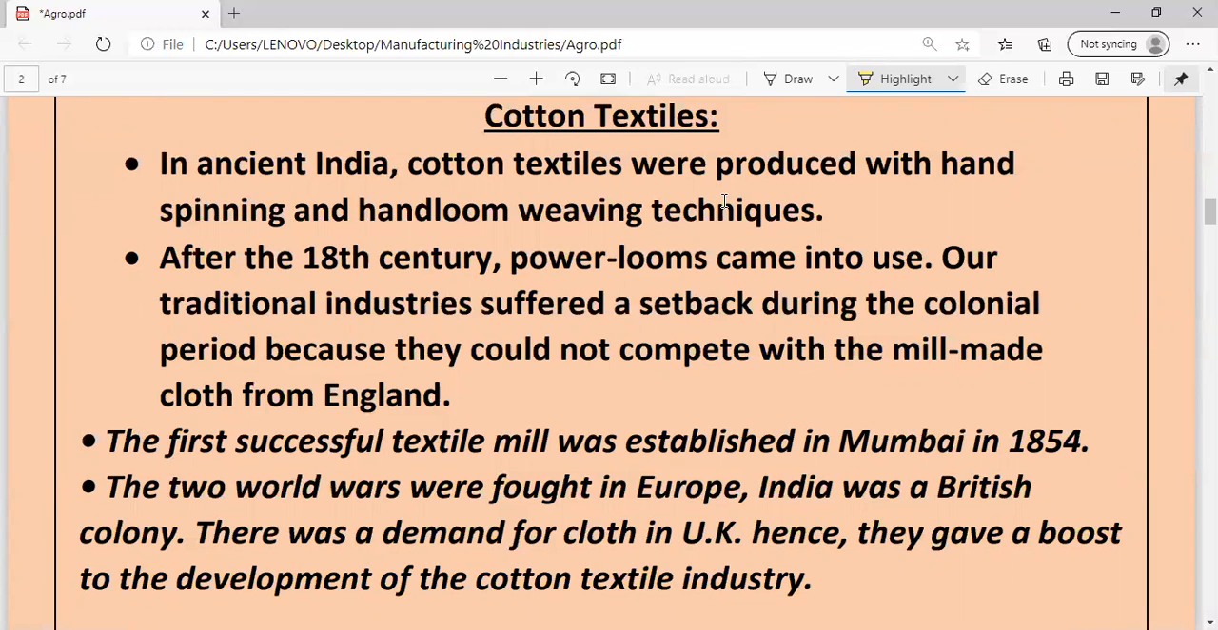Our traditional industry suffered a setback during the colonial period. Setback means it had problems. It faced problems during the colonial period, during the British period. Why? Because it faced competition from the machine-made goods from England. Because of that, it received a setback when the Britishers were ruling.